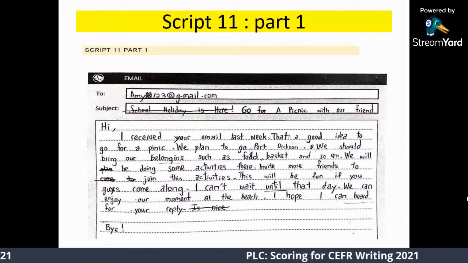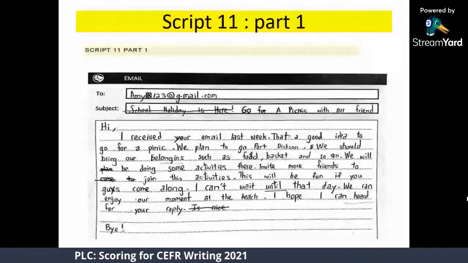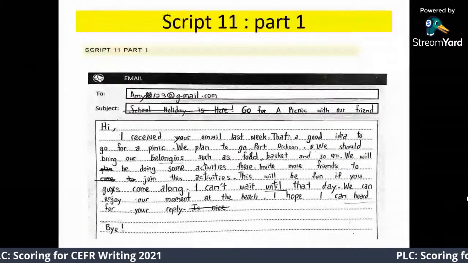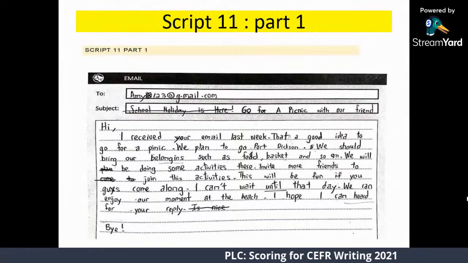Invite more friends to join these activities. Yeah, again, but what is the activity? Get a good mark. Okay, this will be fun if you guys come along, person. But suddenly the idea of you guys come along. Okay, so some discrepancies over there.